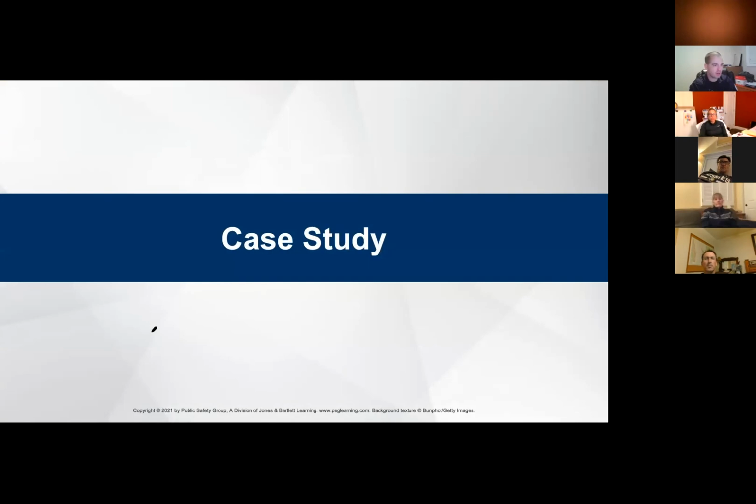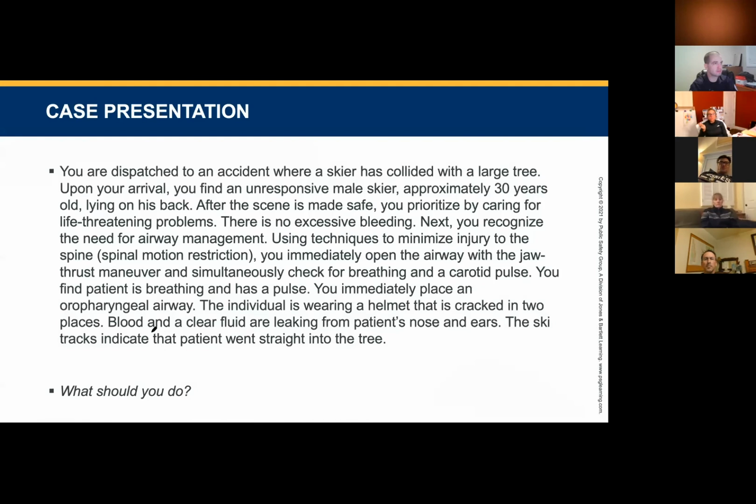All right. So case study. Ooh, getting towards the end. All right. So you are dispatched to an accident. A skier has collided with a large tree. Upon your arrival, you find an unresponsive male skier, approximately 30 years old, lying on his back. So we make sure the scene is safe, right? So we have a safe scene. You prioritize by correcting life-threatening problems. What are our life-threatening problems? What are we looking for?